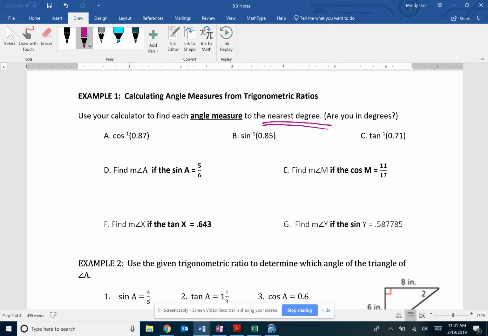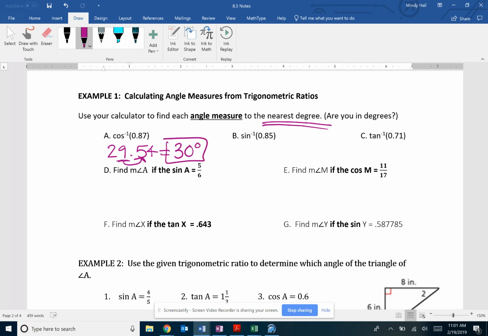So we have arc cosine or inverse cosine of 0.87. On your calculator, you will probably have to do second cosine most of the time. 0.87 equals 29.54, which again, if I want the nearest degree, I'm looking at this 9. That 5 tells me to push it up, so now it's going to be 30 degrees.